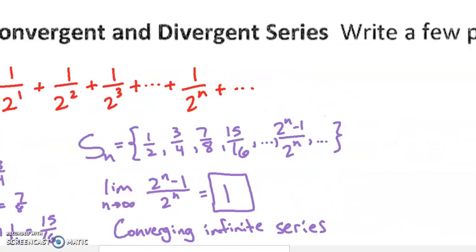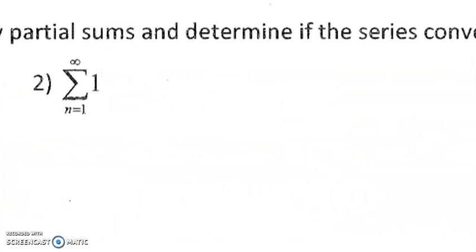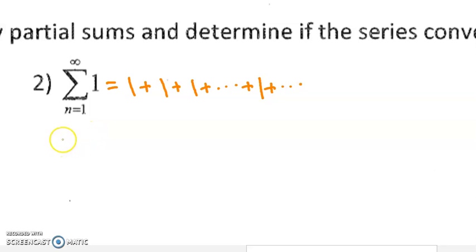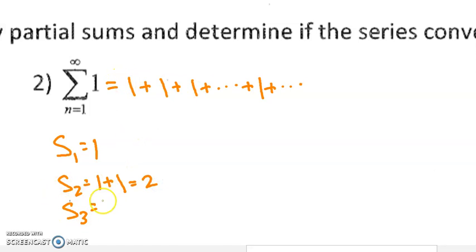Alrighty, now let's take a look at our next infinite series. This is the sum from n equals 1 to infinity of 1. So our first term is 1, and our second term is 1, and our third term is 1. And we just keep on getting 1 over and over and over again. So if we look at the first several partial sums, s sub 1 equals, well, the first term is 1. S sub 2 equals the sum of the first two terms. 1 plus 1, last I checked, was 2. And s sub 3 is going to equal the sum of the first three terms. Well, that's 1 plus 1 plus 1, which is 3.